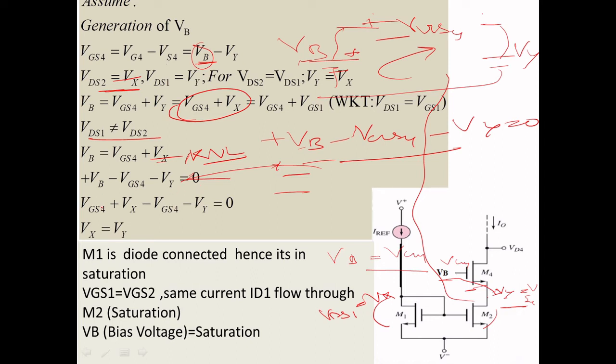So what is the Vb? We learned it is Vgs4 plus Vx. Okay, so if you substitute, both will get cancelled. So Vx equals Vy.